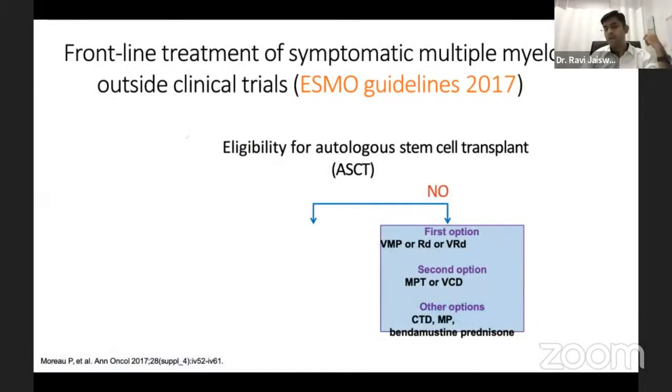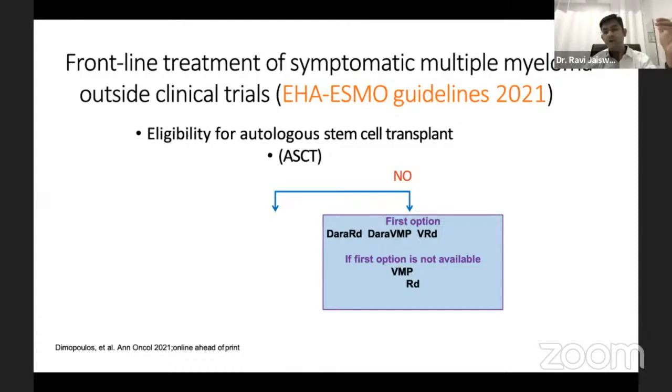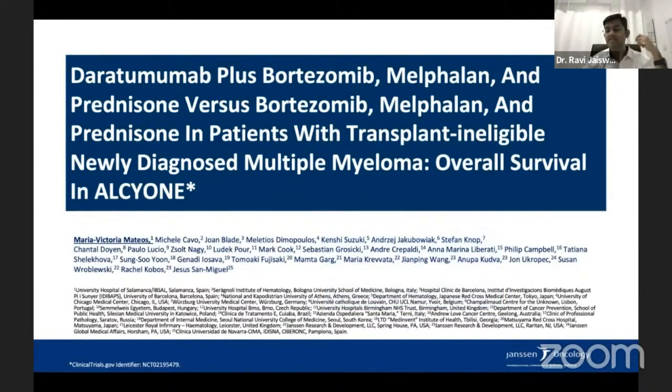And now let us come to another part of the story, that is, those patients who are not transplant eligible. So the 2017 guidelines talked about a VRD or an RD regimen, but as you come to the 2021 and 2022 guidelines, they all talk about using this monoclonal antibody daratumumab upfront, particularly for patients who are not eligible for stem cell transplant. And where does this evidence come from? This evidence comes from this study, which is known as the ALCYONE.